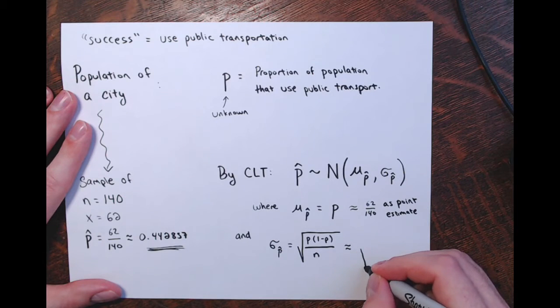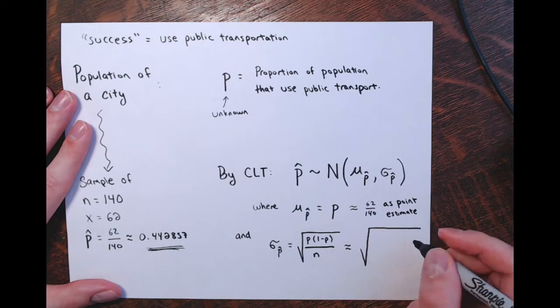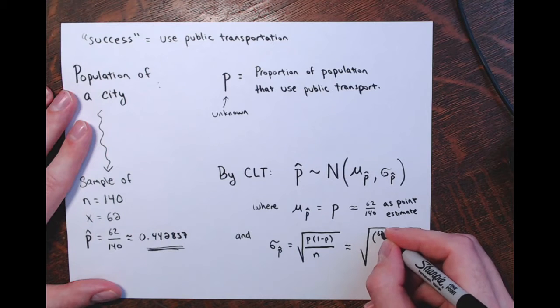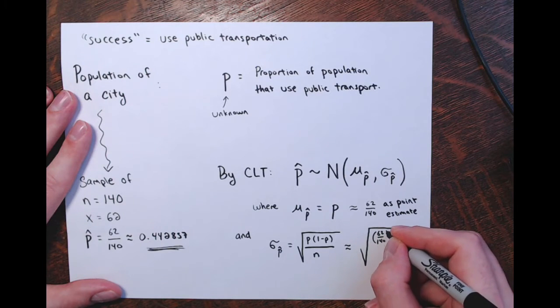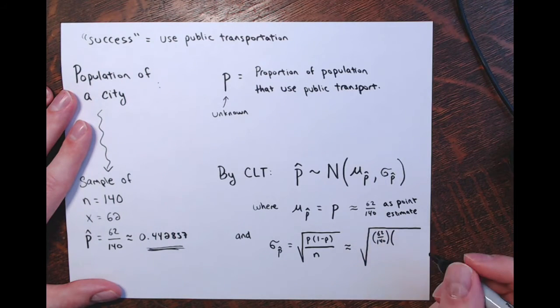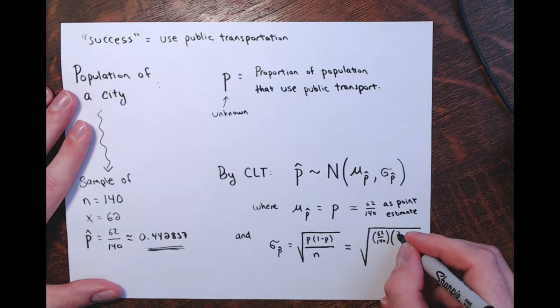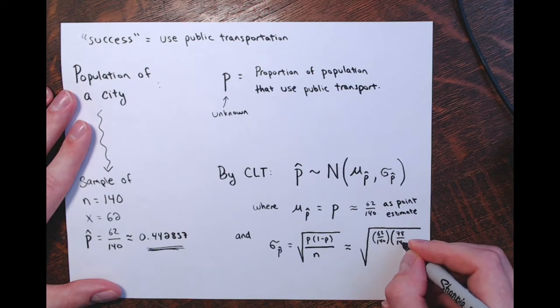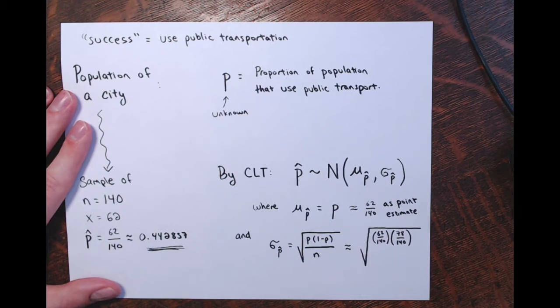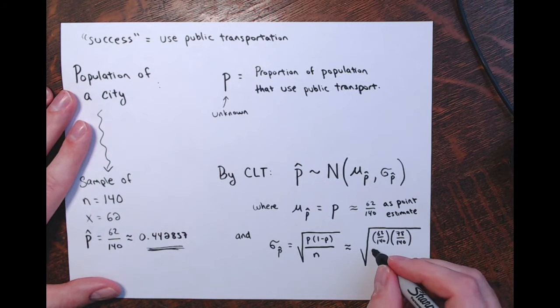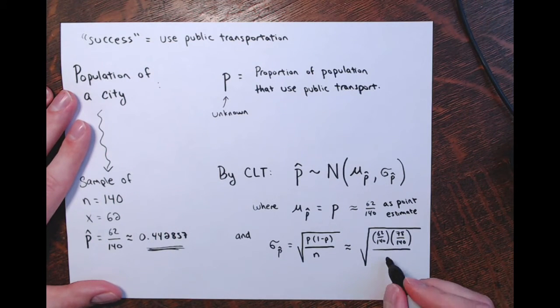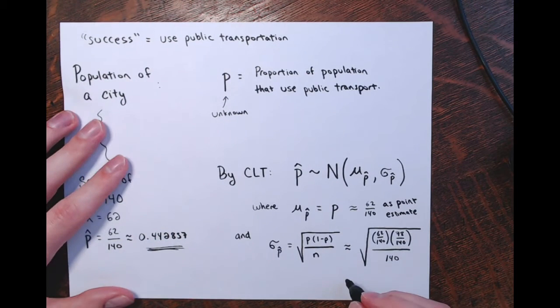So this is the square root of p, 62 out of 140, times 1 minus p, which would be the other 78 out of 140, because 62 plus 78 makes 140. Then divided by the sample size 140. All that inside the square root. All right. And I'll punch this in.